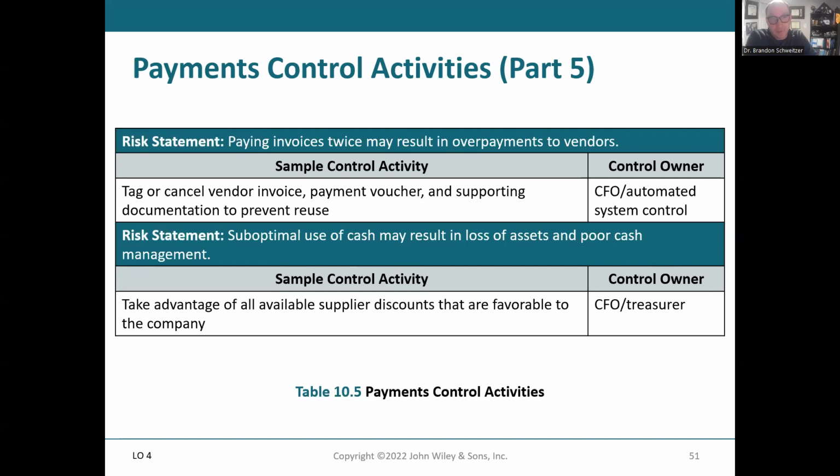Suboptimal use of cash may result in the loss of assets or poor cash management. Yeah, of course. Managing your statement of cash flows is critical. It is critical to the operation of the business. So you could pay early when you can to get discounts. Encourage your customers to pay you early by providing them discounts, but it also encourages that cash flow coming in, right?